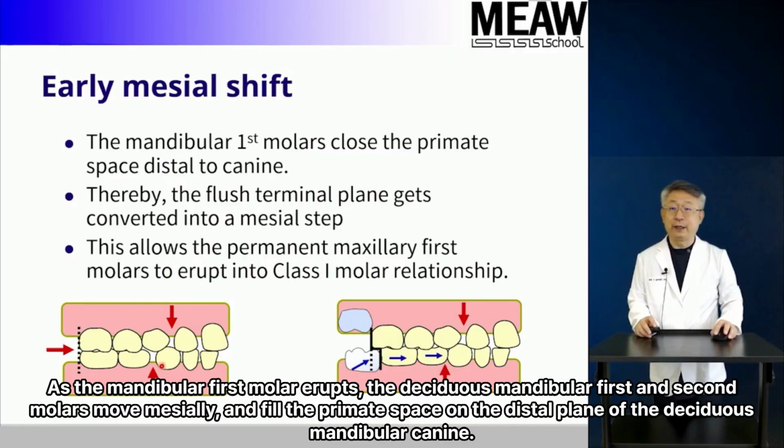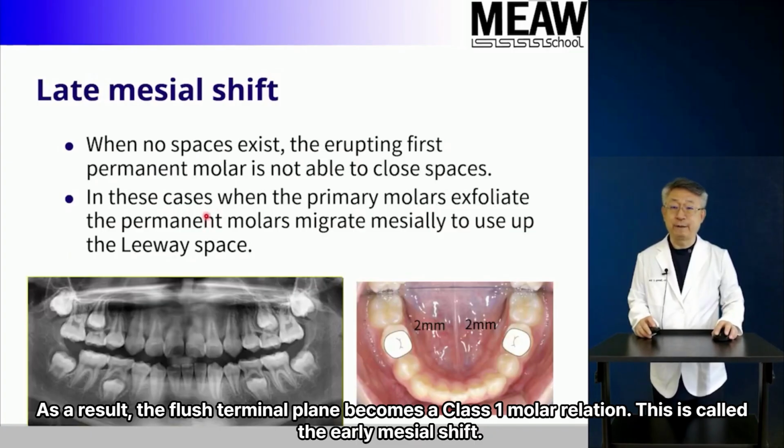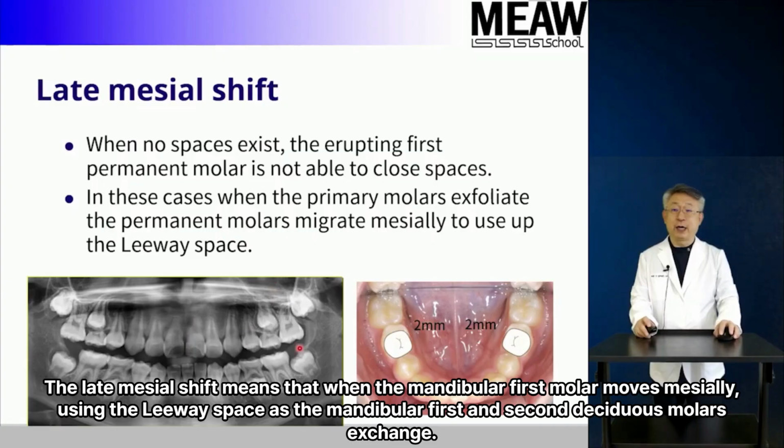As the mandibular first molar erupts, the deciduous mandibular first and second molars move mesially and fill the primate space on the distal plane of the deciduous mandibular canine. As a result, the flush terminal plane becomes a class 1 molar relation. This is called the early mesial shift. The late mesial shift means that the mandibular first molar moves mesially, using the leeway space as the mandibular first and second deciduous molars exchange.